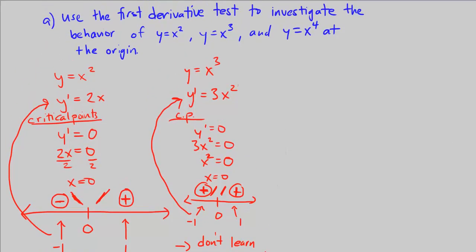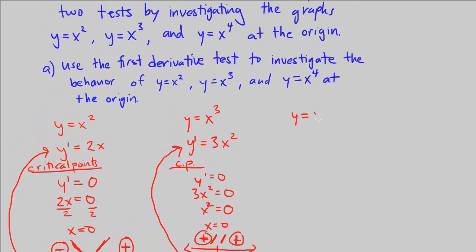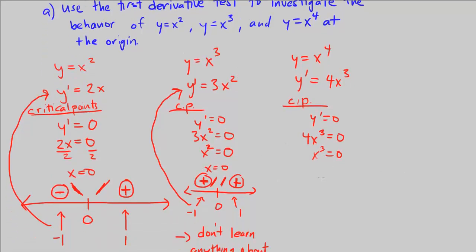Finally, we have y is equal to x to the fourth. Take y prime, the first derivative, that's 4x cubed. Set this equal to 0 to find our critical points. So it's 4x cubed equals 0. Divide both sides by 4, we get x cubed equals 0. Take both sides to the power of 1/3, we get x equals 0 to the power of 1/3, or 0.